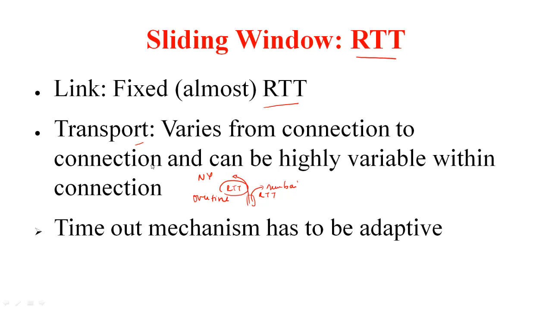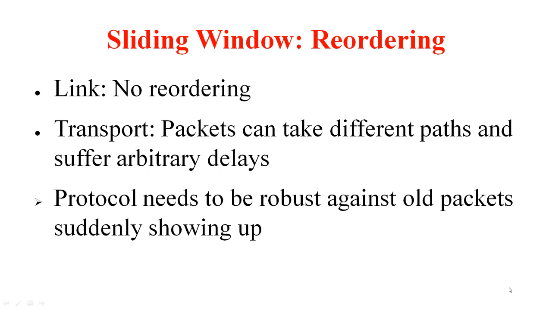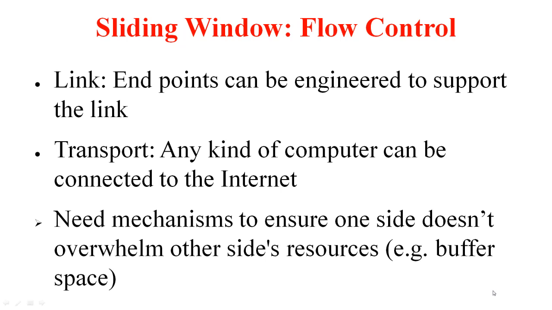So in case of transport layer, the timeout mechanisms that we use as part of the sliding window protocol have to be very adaptive to what is happening in the network. The other issue is reordering. At the link layer, there will not be any reordering, whereas at the transport layer, because the packets can take different paths and suffer arbitrary delays, there is scope for reordering. So you need to ensure that the protocol is robust against old packets suddenly showing up in the middle of a new connection.